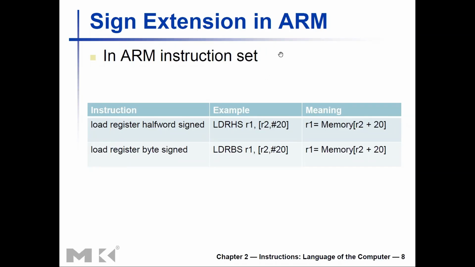The meaning of this one is R1 equals memory at R2 plus 20. The main idea here is that you will be extending the sign. In memory R2 plus 20, 20 is the offset. Similarly, you can load a single byte from memory and extend the sign there as well. For that, you need to use LDRBS, load register byte sign.